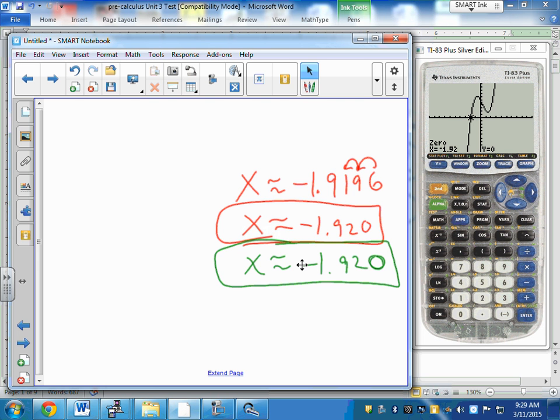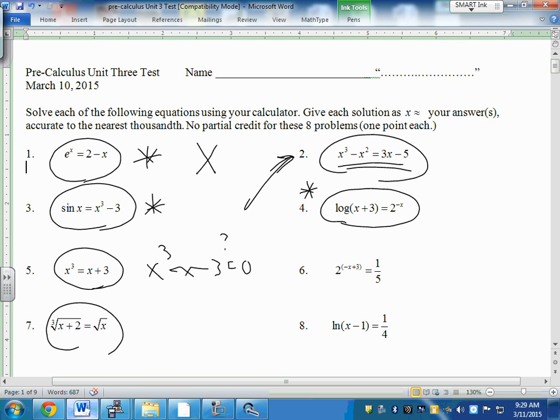Here's our test again. We'll try the sine one, and then we'll try the log one. So I'll do 3 and 4 and see how quickly they go.